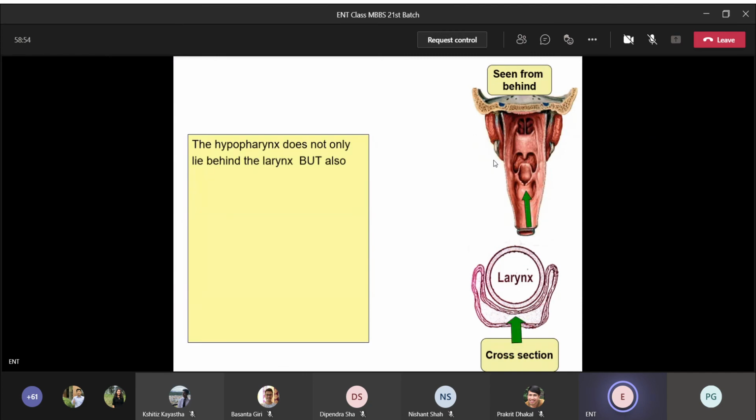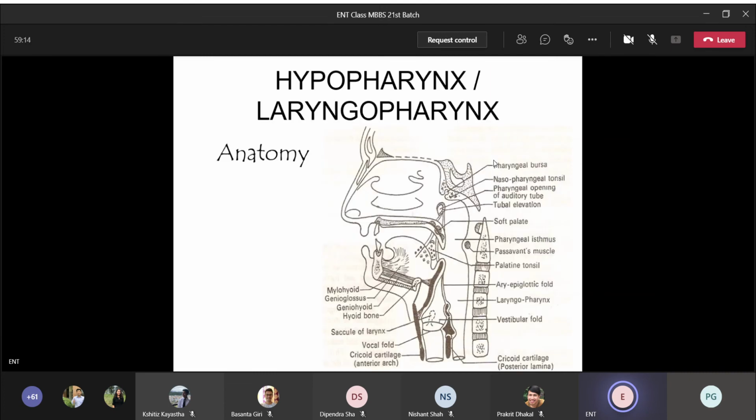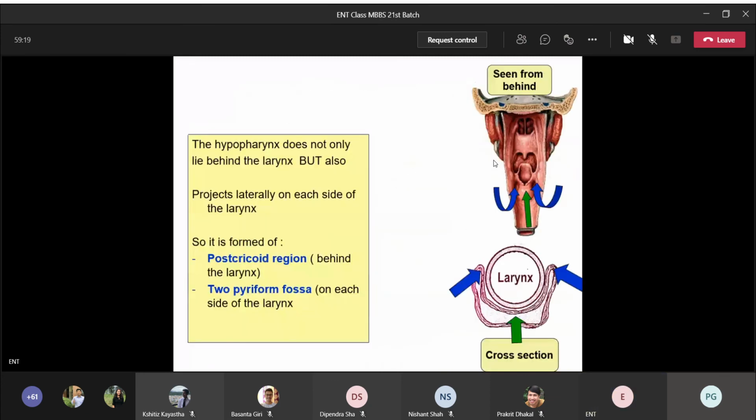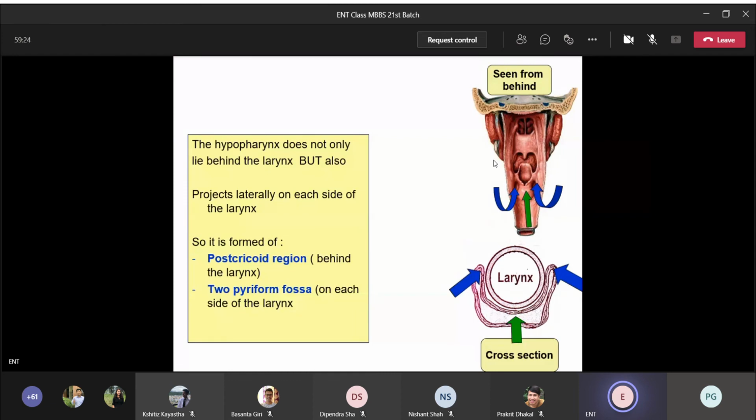The hypopharynx does not only lie behind the larynx, but also it projects laterally on each side of the larynx, like this. So it is formed of the postcricoid region, which is behind the larynx, two piriform fossae or sinuses on each side of the larynx, and the posterior pharyngeal wall. These are the three subsites of the hypopharynx: postcricoid region, piriform fossa, and posterior pharyngeal wall.